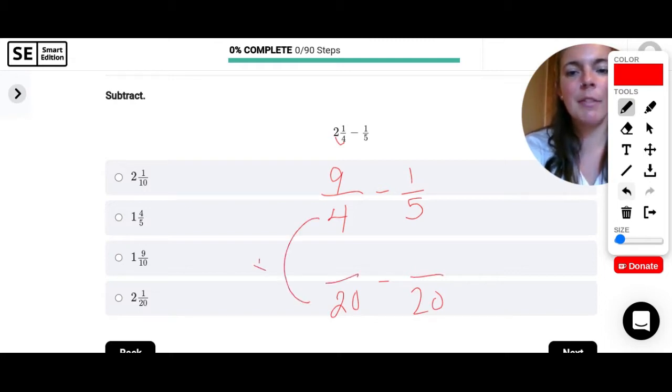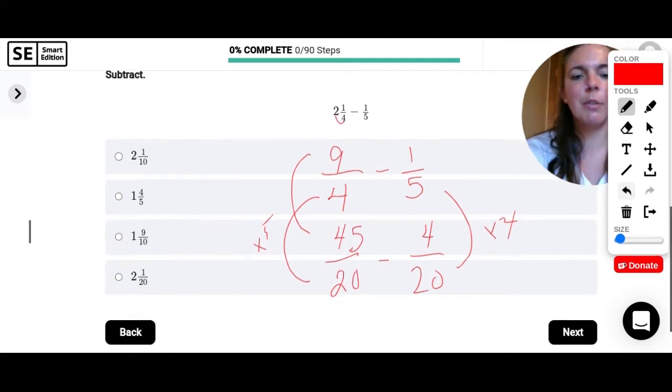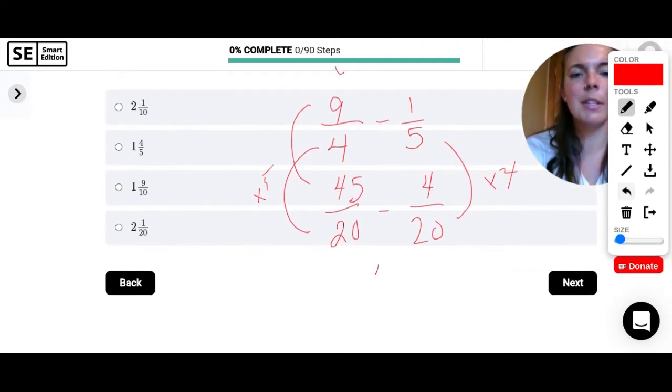4 times 5 is 20. So 9 times 5 gives me 45. 5 times 4 is 20, and 1 times 4 is 4. So 45/20 minus 4/20 would be 41/20. And let's turn it into a mixed number. 20 goes into 41 twice with 1 left over. So 2 1/20 would be our solution.